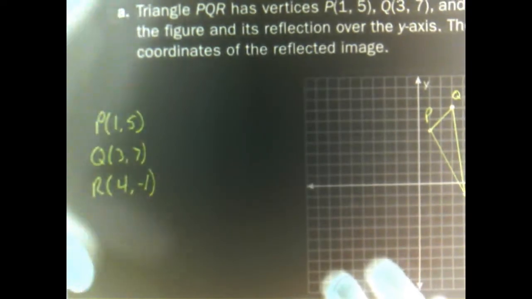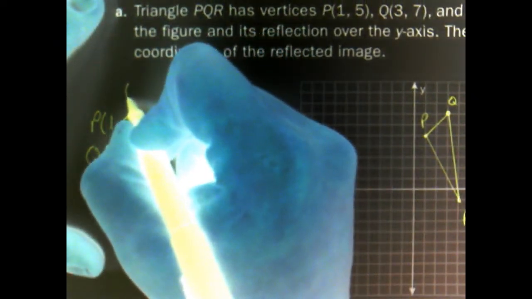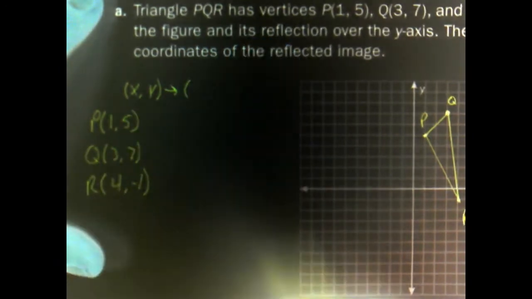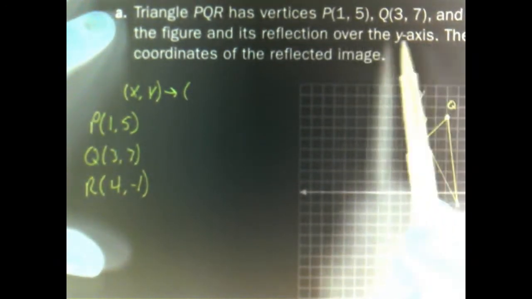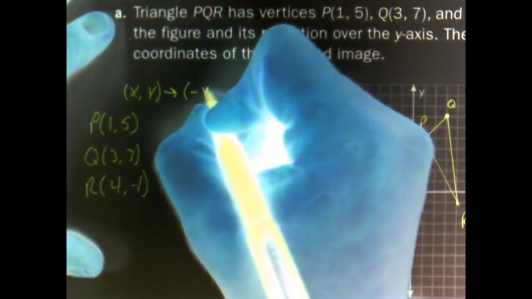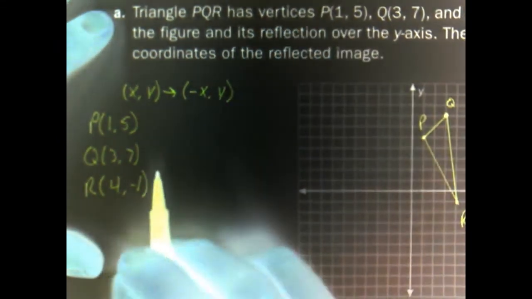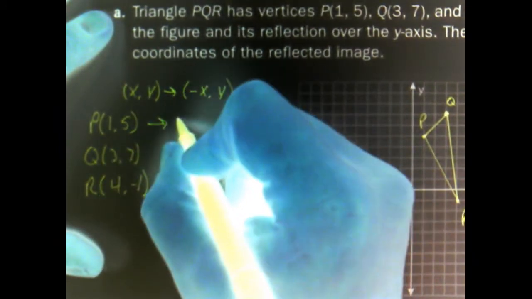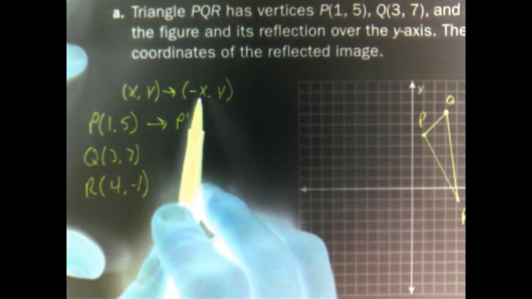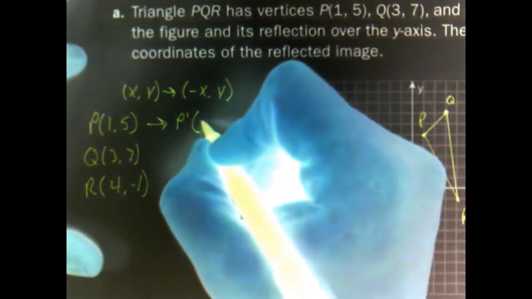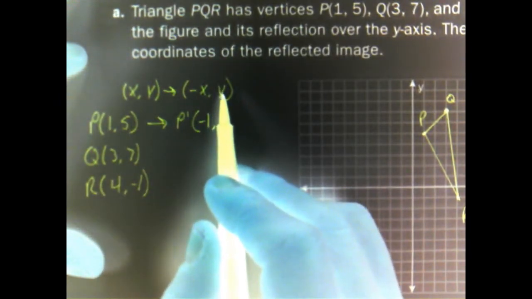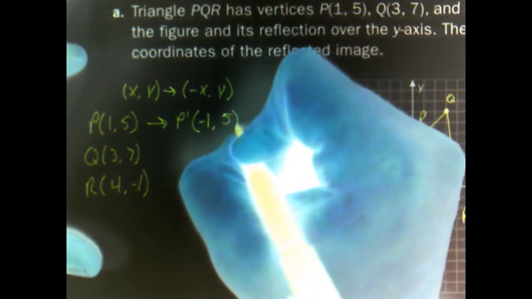So here are my original vertices. Again, I'm going to write my transformation at the top. x comma y turns into. Now, if I'm reflecting over the y-axis, I need to change the sign of my x-coordinate. So this becomes negative x comma y. So when I do that, P turns to P prime. My x-coordinate was 1, so now I need to have negative x, so that would be negative 1. My y-coordinate was 5. We didn't do anything to the y-coordinate, so we leave it at 5.